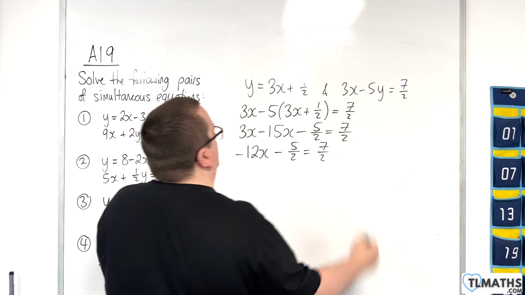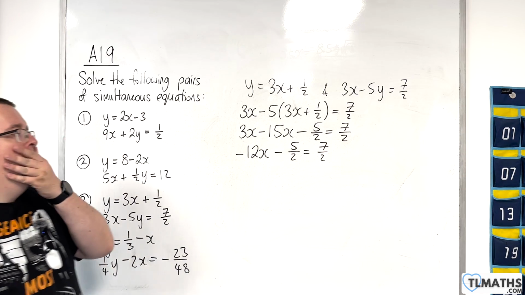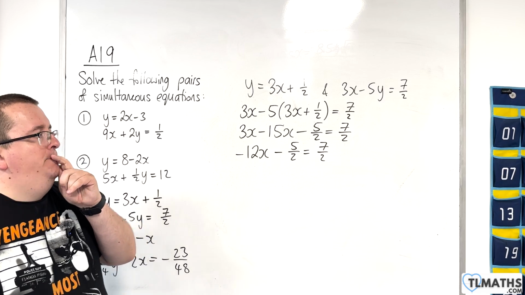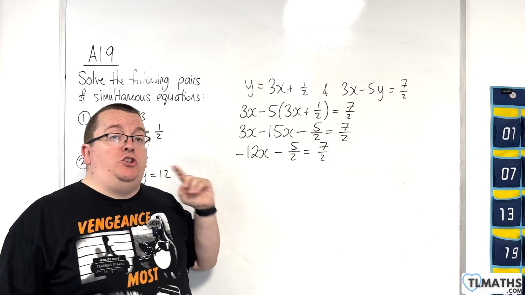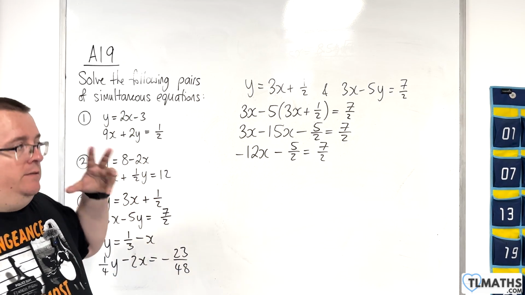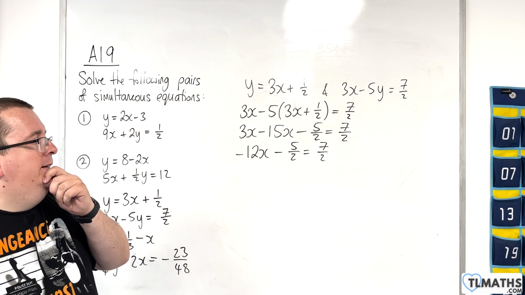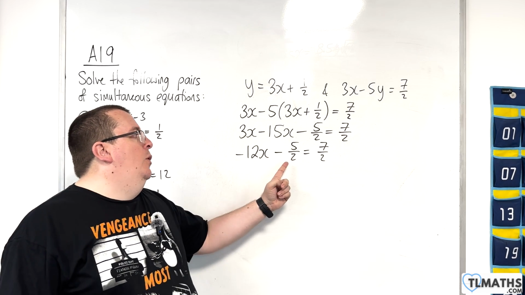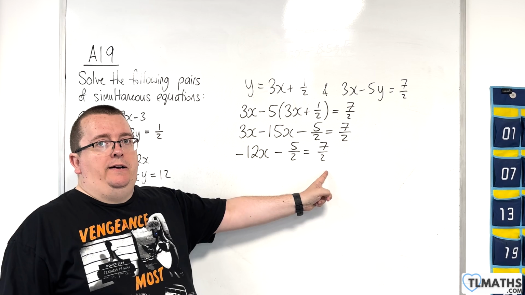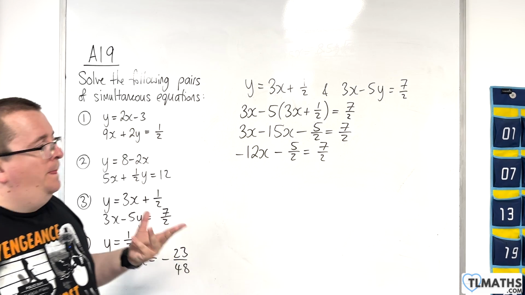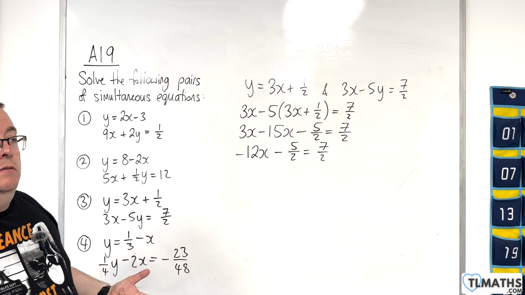Okay, now you've got options here. You might be thinking, okay, well, I've got fractions, so let's multiply through by the denominator. Definitely can do that. That's fine. Alternatively, if you're happy about adding 5/2 to 7/2 and then simplifying the fraction, I think that would be just as quick. Okay.